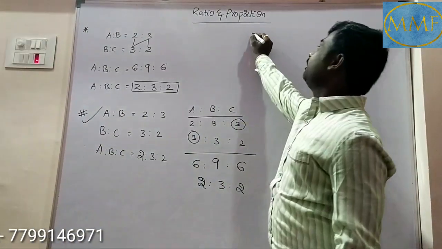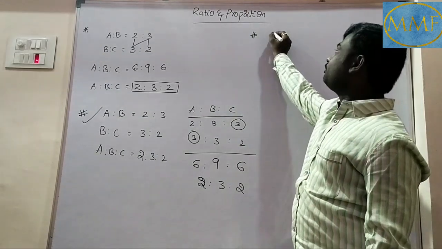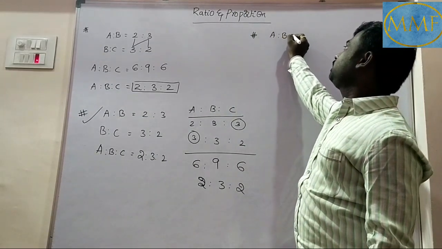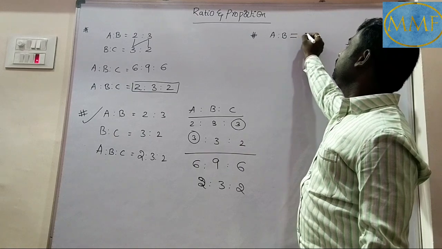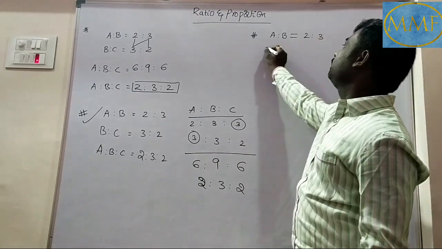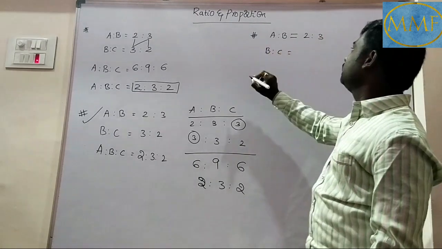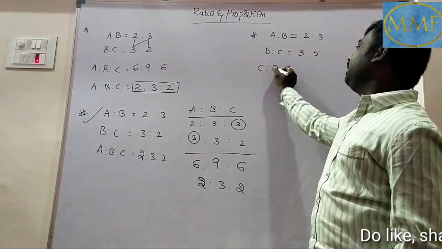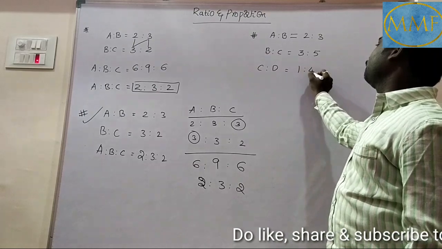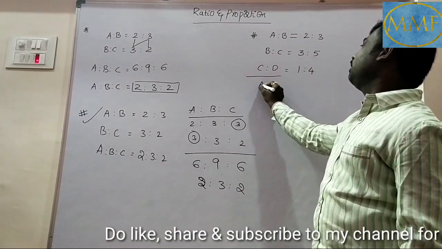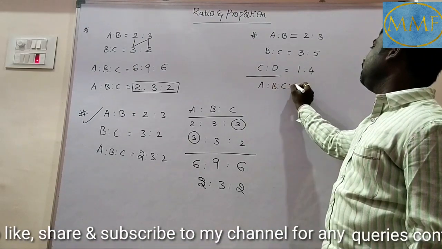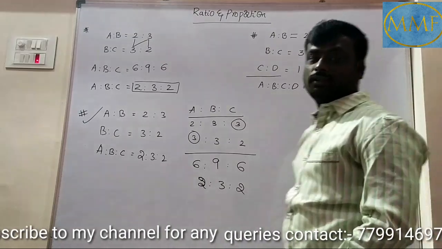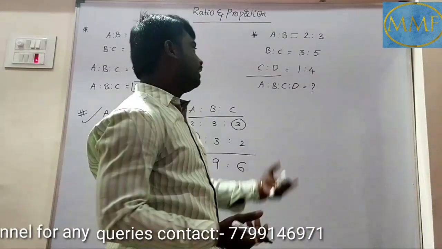See here, one more example. A:B is let's say 2:3. B:C is let's say 3:5. And C:D let's say 1:4. We will ask the question, what is A:B:C:D? So these questions are very regular.